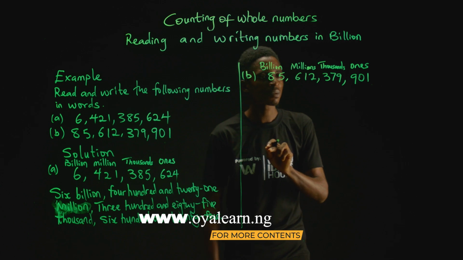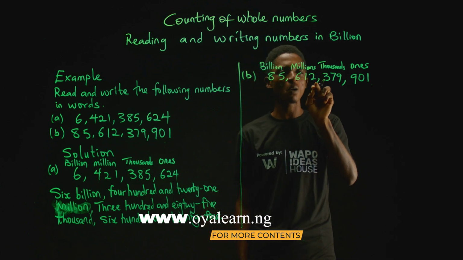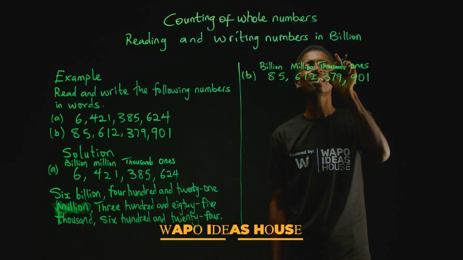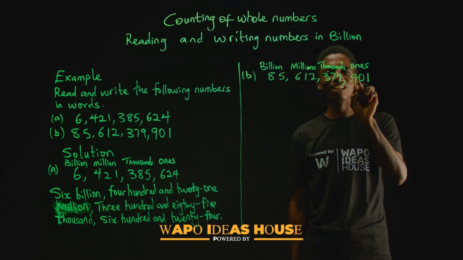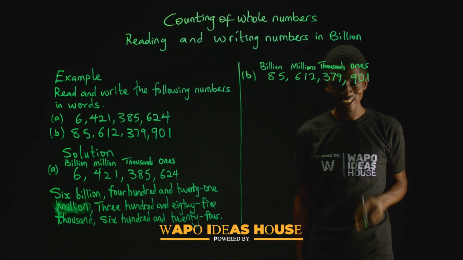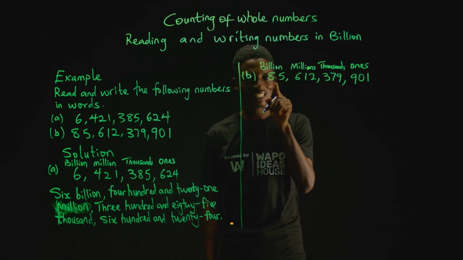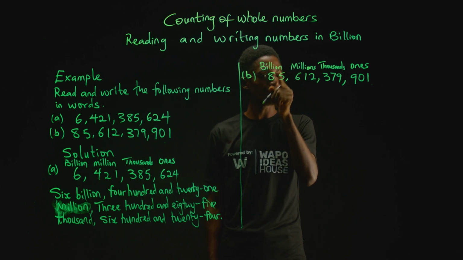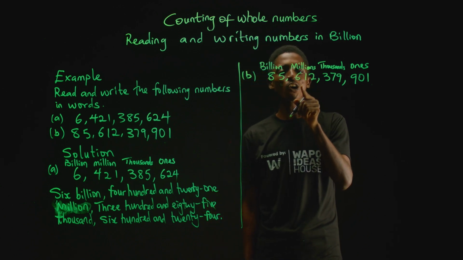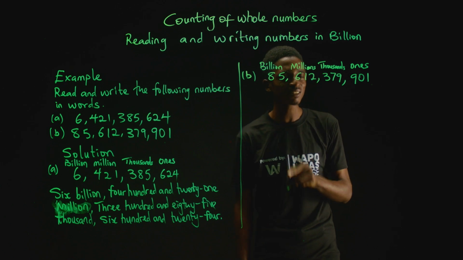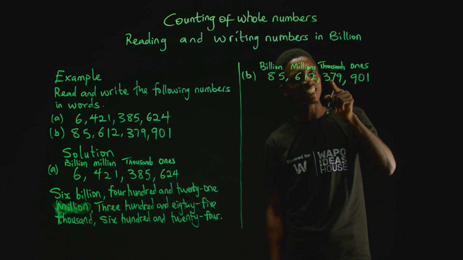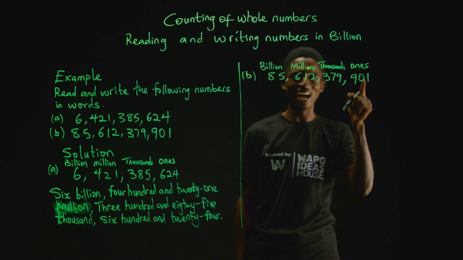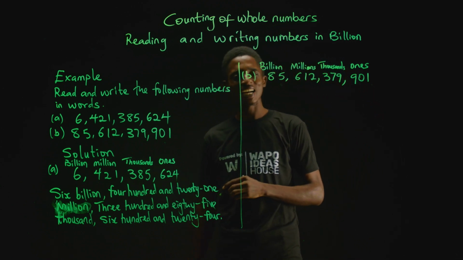Let's read that together now. 85 billion, 612 million, 379,901. Again, 85 billion. Good. 612 million, 379,901. Let's write that in words.